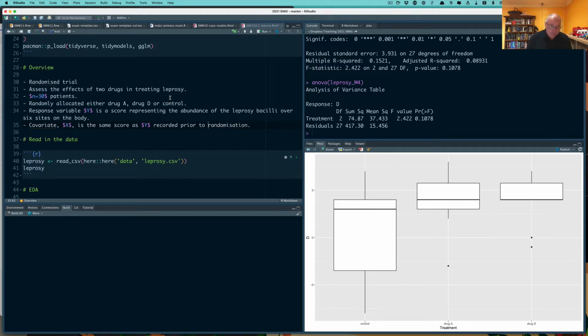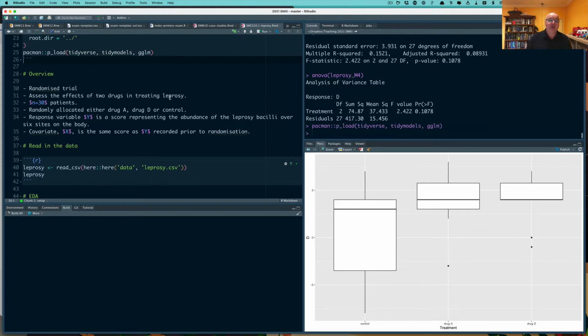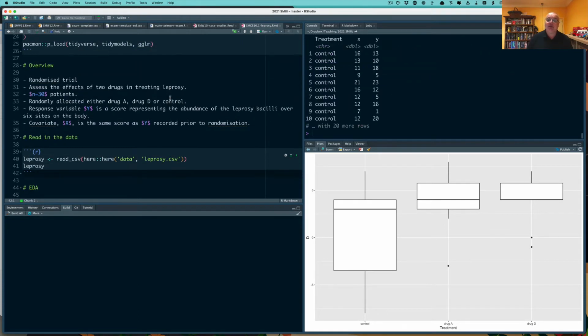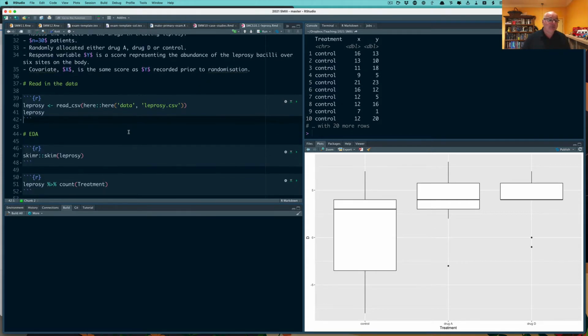Let's just clean that up. So let's first of all read in some packages, and let's have a look. Let's read in this data, and here we've got it. We've got our treatment, our X, which is a measure of abundance of the leprosy bacilli before the treatment, and then a measure after the treatment.